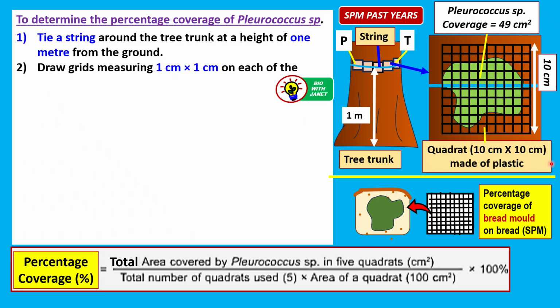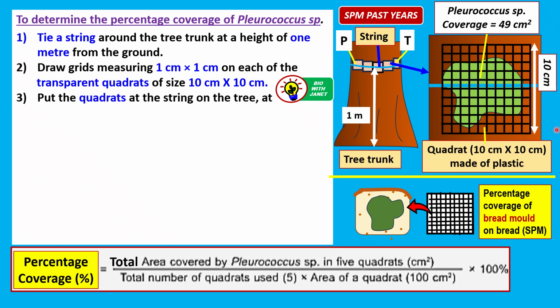So number two, draw grids measuring 1 cm by 1 cm on each of the transparent quadrats of size 10 cm by 10 cm. So the quadrat used here is very small. It's only 10 cm by 10 cm. And you have to divide it further into smaller squares by drawing lines that are 1 cm apart from each other. So you can draw lines vertically 1 cm apart from each other and also horizontally. So in that way, you divide the quadrat up into 100 small squares in order to find the coverage and percentage coverage.